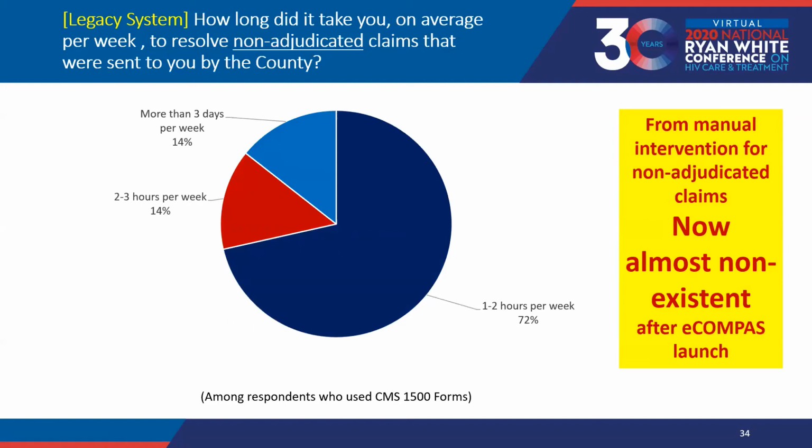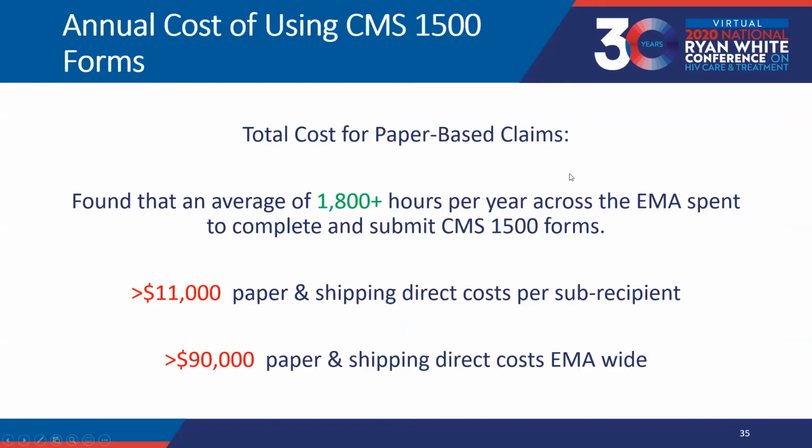Another area we looked at was, how long does it take you on average per week to resolve non-adjudicated claims that were sent to you by the county? So these are things where there might be a mistake in the claim or something didn't meet the requirements. And we can see here that we went from manual intervention for non-adjudicated claims. Now it's almost non-existent after the eCompass launch. So a whole area just eliminated, which is really great. You'll see that later on.